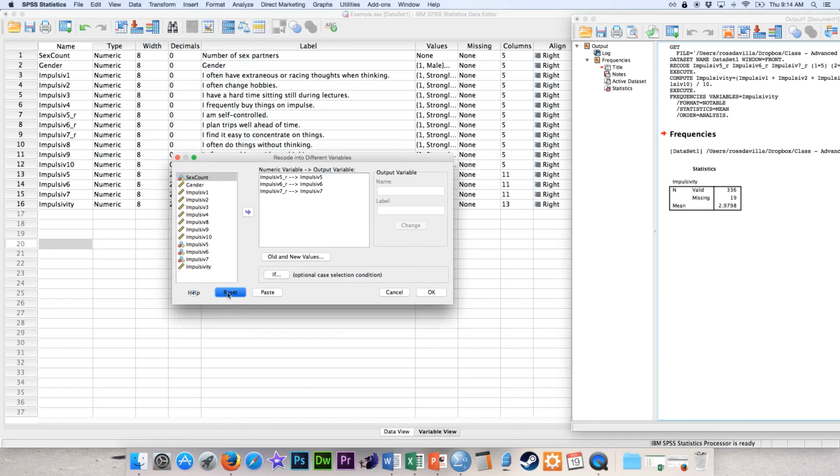We'll go ahead and reset all of this. And we'll take this impulsivity and we'll make a new variable called impulsivity HL, standing for high-low. And you can name it whatever you like. That's just what I usually name a variable if I'm doing a high and low version of it. So I'll hit Change, and I'll just type in here impulsivity.